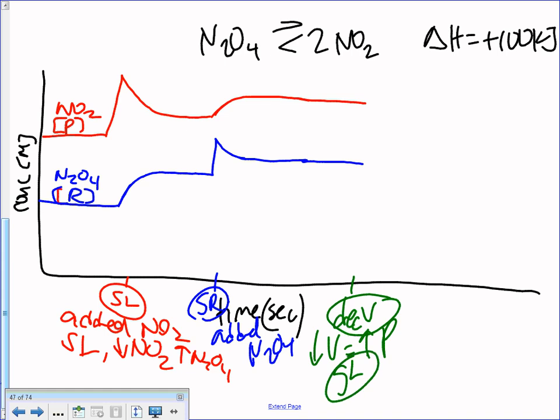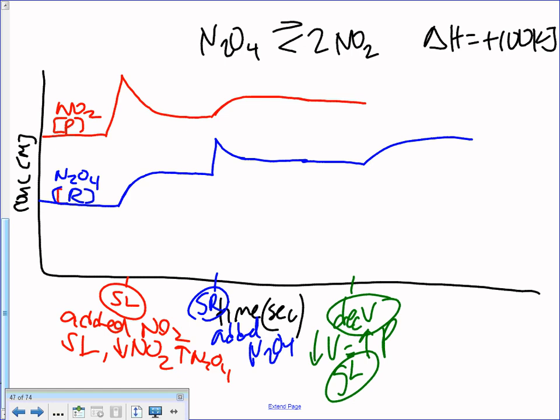Okay, so if I shift left, what happens to the dinitrogen tetroxide? Is it increasing sharp or steady? Steady, because there's no increase of reactants or products, so it's going to be a steady increase, and it's going to level out. What's going to happen to the dinitrogen pentoxide if I shift left?